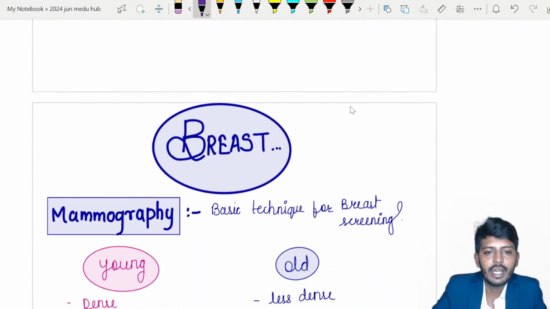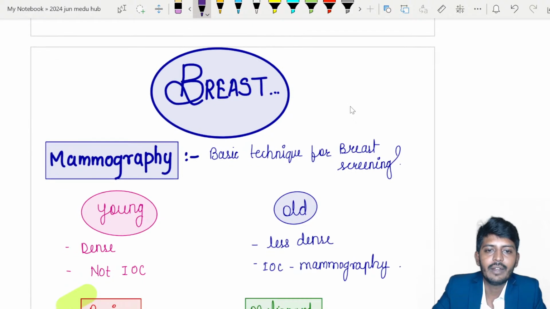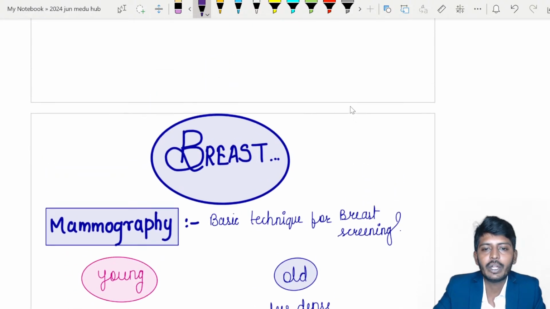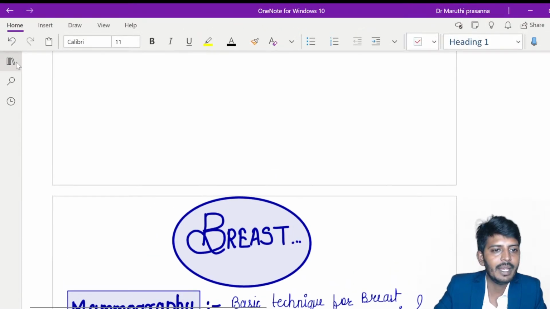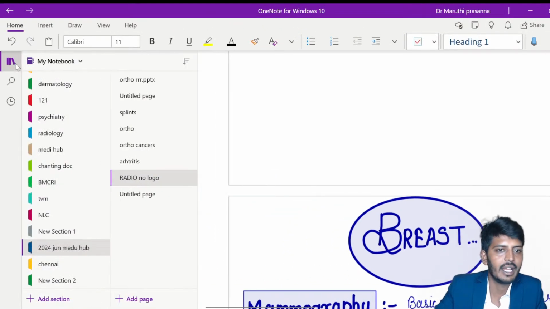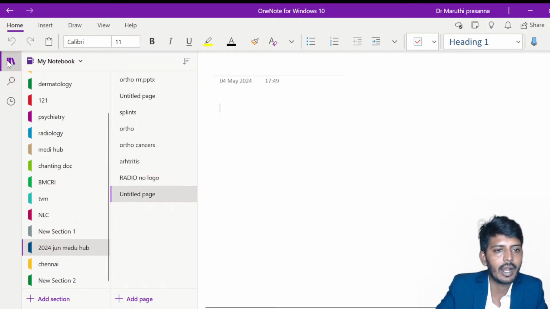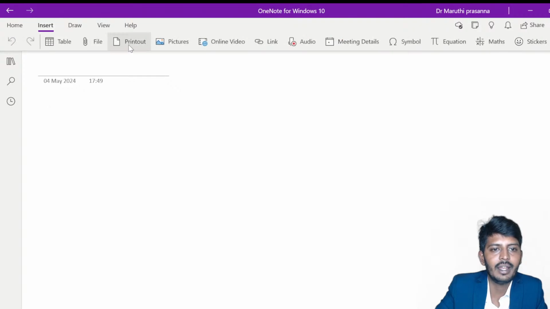Okay, so let's go to the next important aspect, that is breast imaging. But before going to breast imaging, I would like to discuss with you some images related to your GIT, and also about your chest cavity. Okay, so just let me get the images.